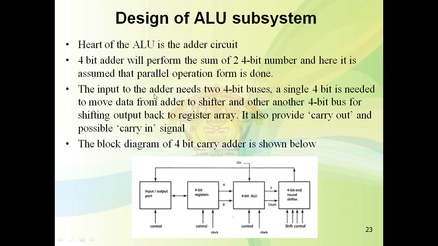The input to the adder needs two 4-bit buses. We require two 4-bit buses for the two operands as input, and a single 4-bit bus is needed to move data from the adder to the subtractor, or from the adder to a shifter. And another 4-bit bus is needed for shifting out back to the register array.